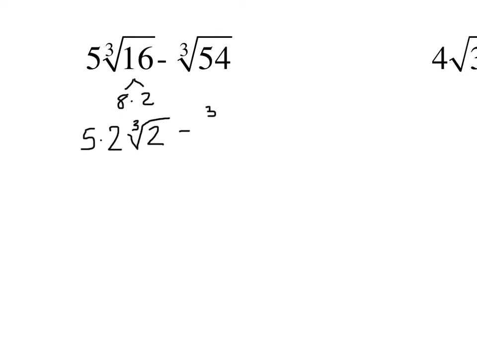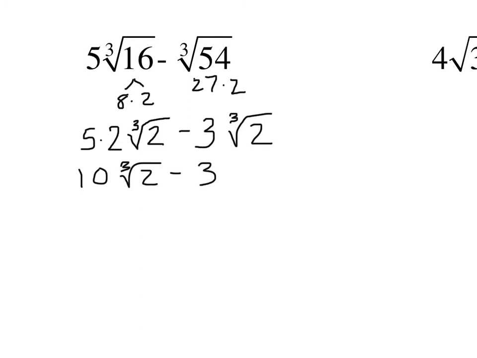Cube root of 54, what can we take the cube root of? We can take the cube root of 27, and 54 is 27 times 2. So, what is the cube root of 27? 3. We cannot take the cube root of 2, so it stays under the radical. So we have 10 of them minus 3 of them.